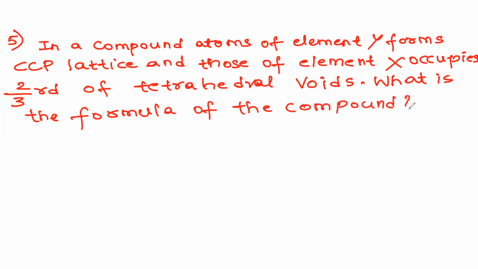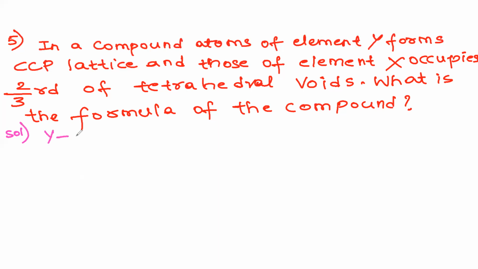For this also I'm not giving options, so straight away we'll try to solve this question. Here in this question, in a compound, atoms of element Y form CCP lattice, and those of element X occupy two-thirds of tetrahedral voids. So what is the formula of the compound? Here, this is a different question. Y is clear, it is given CCP lattice.